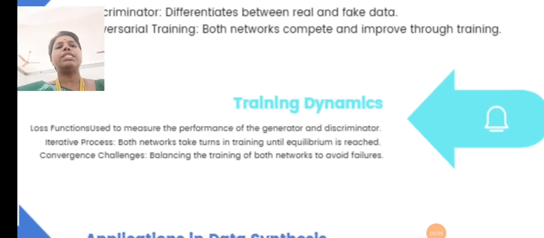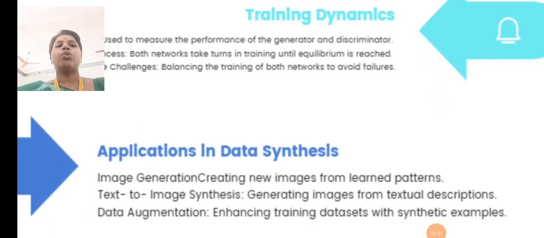Coming to the training dynamics, a loss function is used to measure the performance of the generator and discriminator, and an iterative process, that is the repeated process to obtain the expected outcome. Both networks continue training until equilibrium is reached. Convergence challenges: balancing the training of both networks to avoid failures.